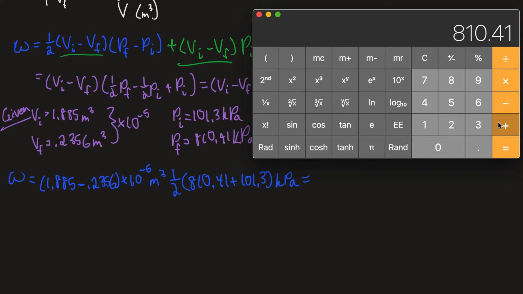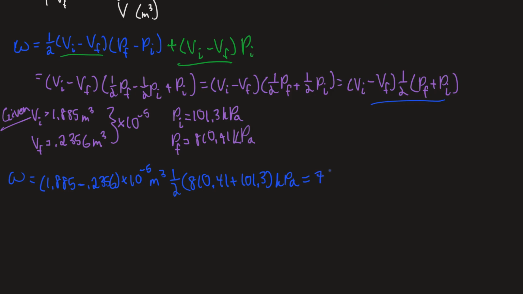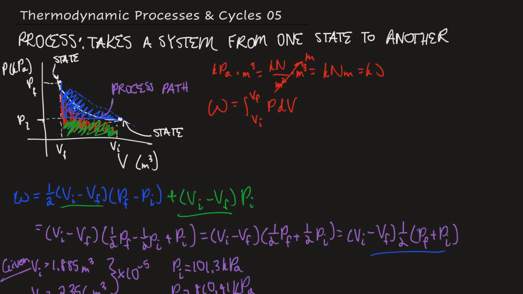And so we get, pull out our handy calculator, 810.41 plus 101.3 divided by 2 times, in parentheses, 1.885 minus 0.2356, which gets us 751.89 about. So 751.9, we'll just say 751.9, and then we need to multiply that by 10 to the negative fifth, and this will be in kilojoules, which we found above.